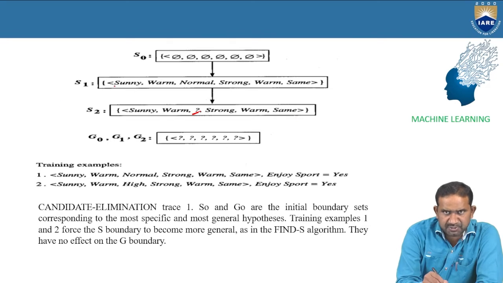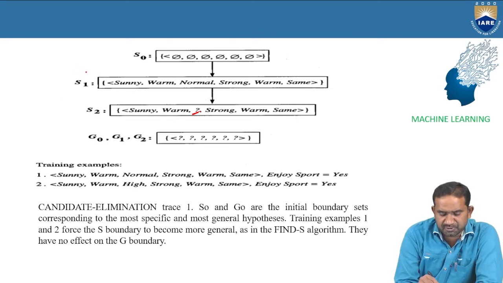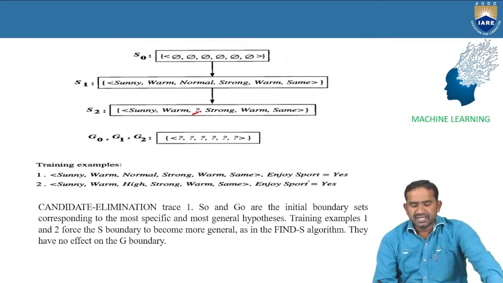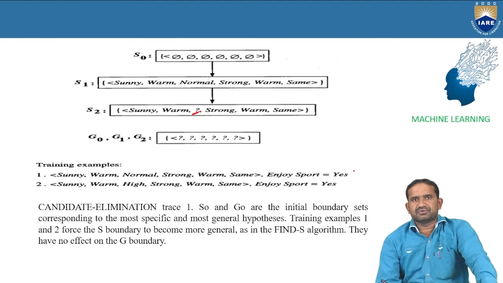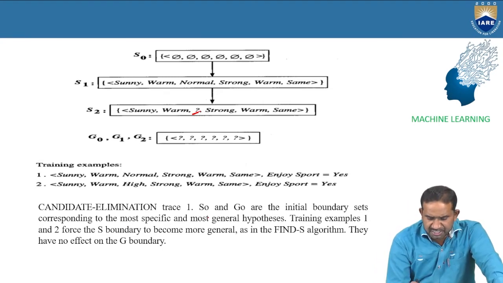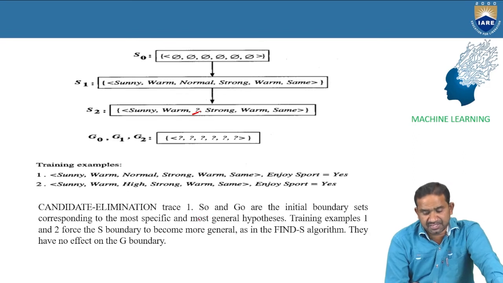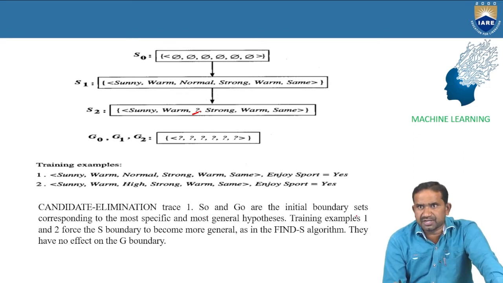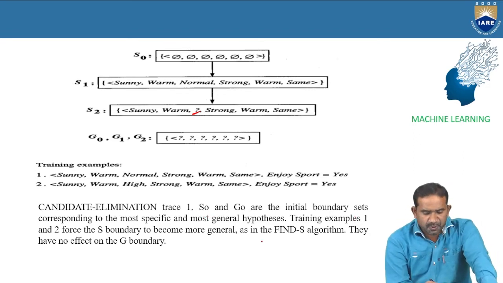Up to two training examples, S1 as well as S2, the generalization has no changes, because based on these two training examples it is a positive training example. So like that, the candidate elimination algorithm trace one shows the generalization, specific and generalized boundary sets, corresponding to the most specific and most general hypothesis.